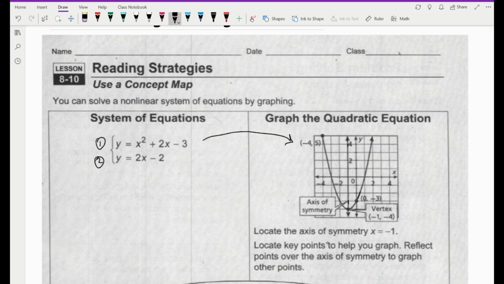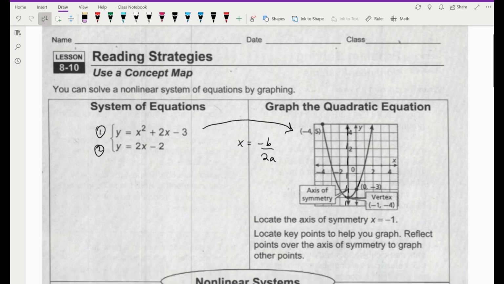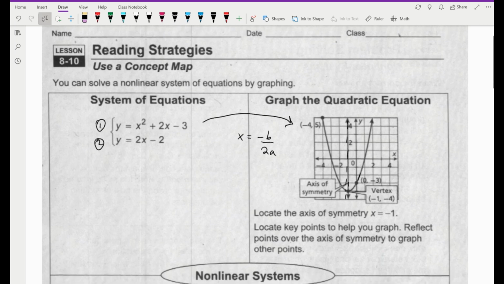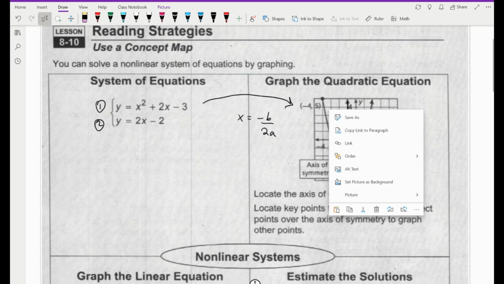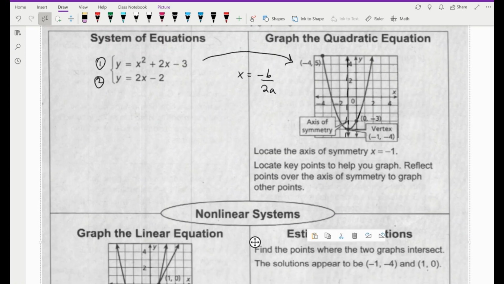And to graph it, we first found the axis of symmetry, x equals negative b over 2a. Once we find the axis of symmetry, we'll plug that point in to find the vertex. Then we could find a couple extra points and mirror it across the line of symmetry. For more information, there's another video on lesson 810 where we go over in detail graphing a quadratic function using this method.